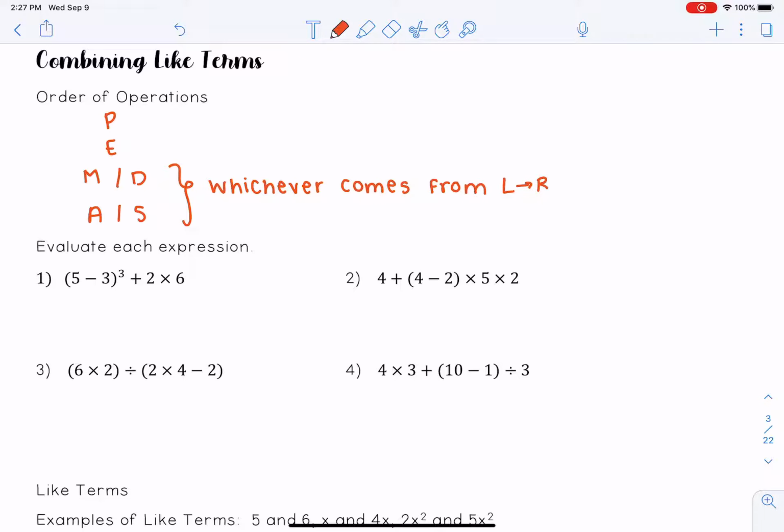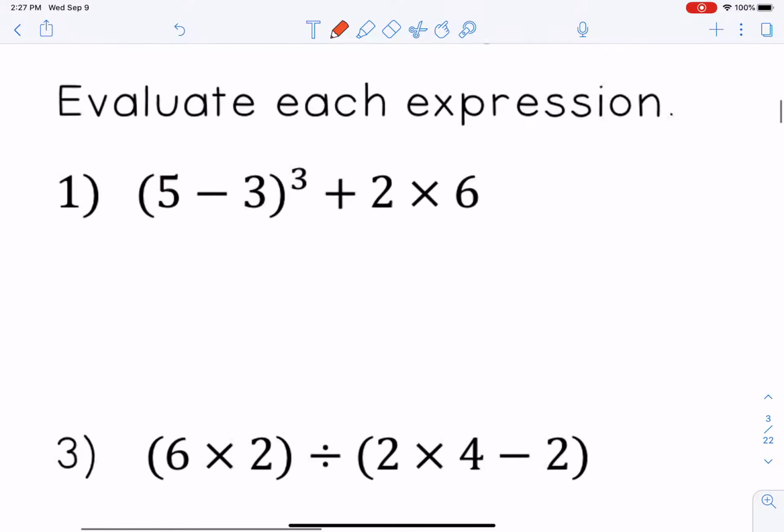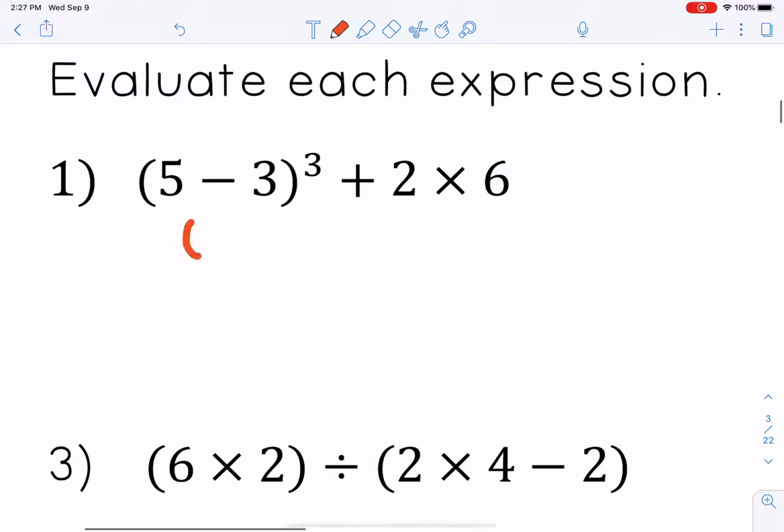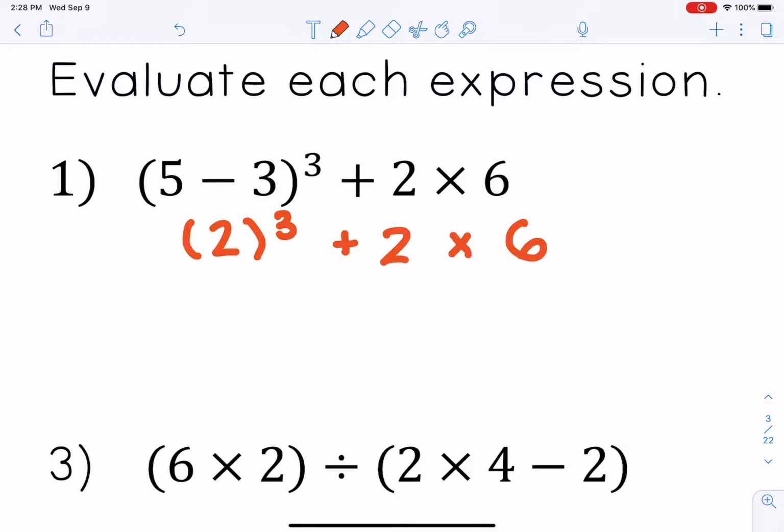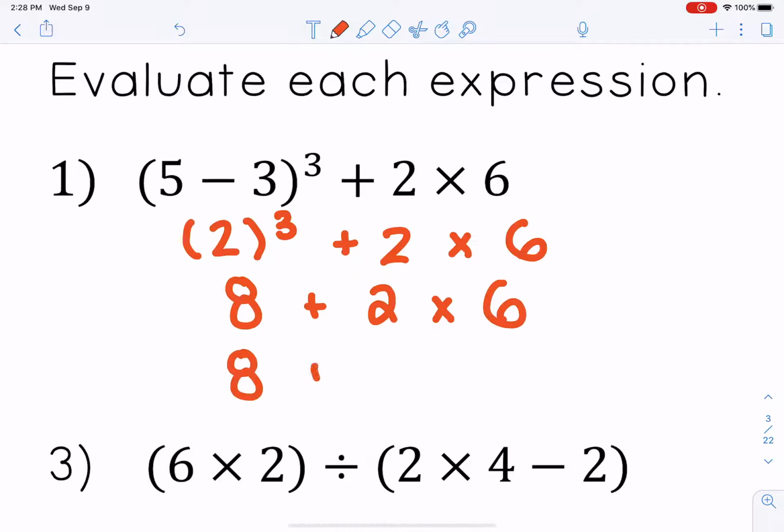So let's try to evaluate each expression. The first thing I'll do is parentheses. So 5 minus 3 is 2, cubed, plus 2 times 6. Now I'll do exponents. So 2 cubed is 8, plus 2 times 6. Then I'll do multiplication and division. So next up is 2 times 6. So 8 plus 12. And finally, I'll just add those together.